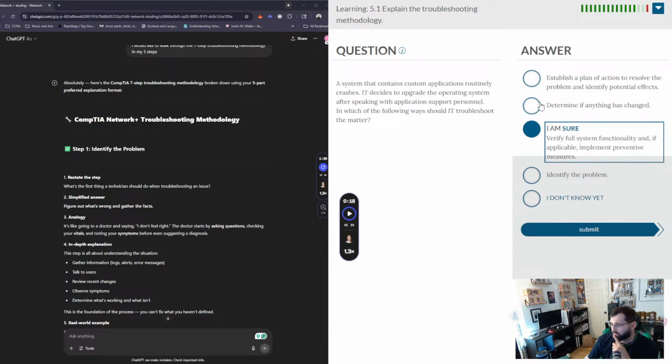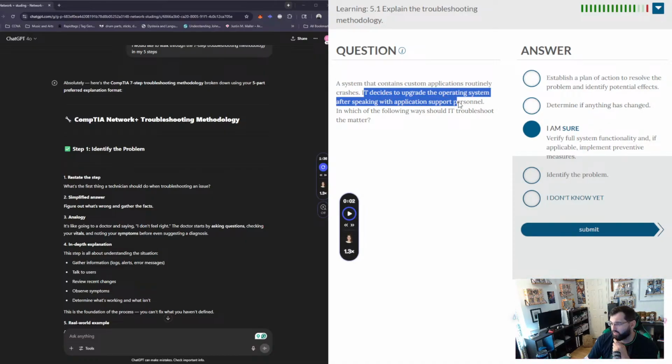Because this is the problem, this is the solution, this is the theory. Now they need to test the theory. They already have a plan of action. It could also be determined if anything's changed. We're going to go with it. Yeah, it was determined if anything's changed.